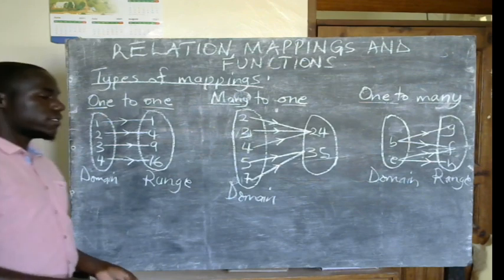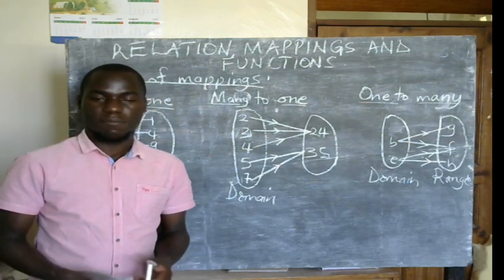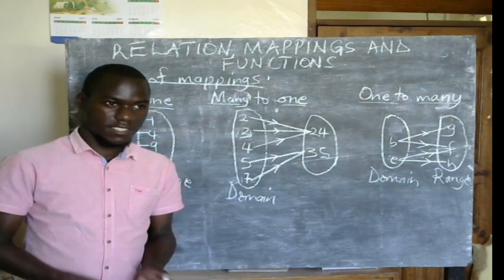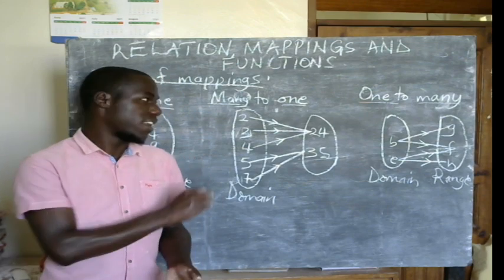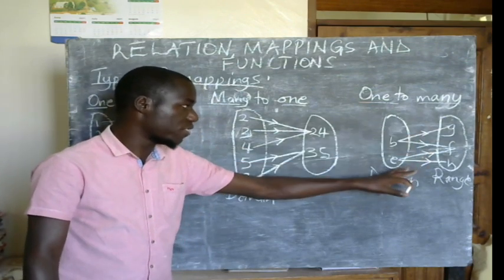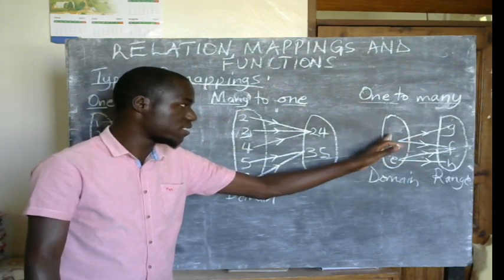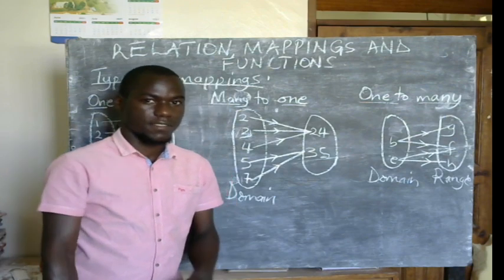Now, in some textbooks, they like adding many to many, but I've never seen a mapping that can give me many to many mappings, or that can bring about a diagram with so many elements being mapped onto so many images on the other side.